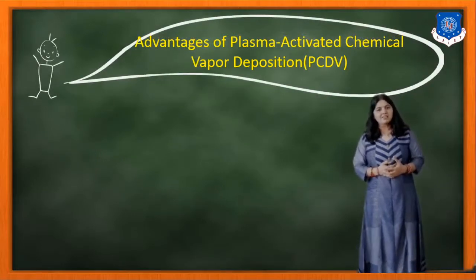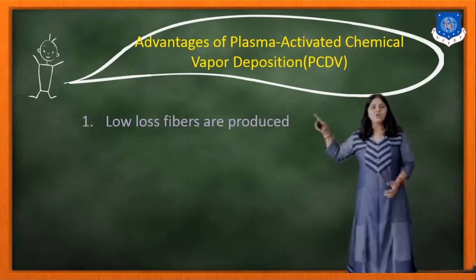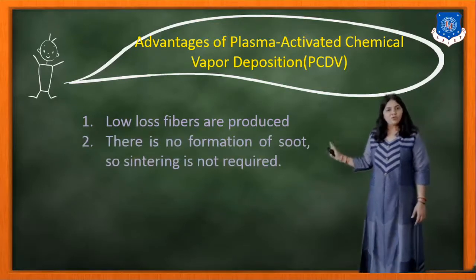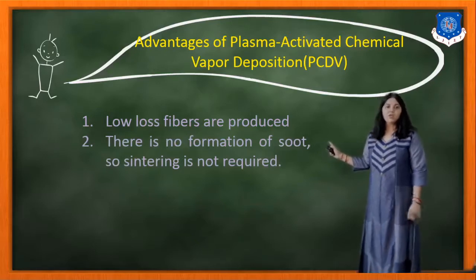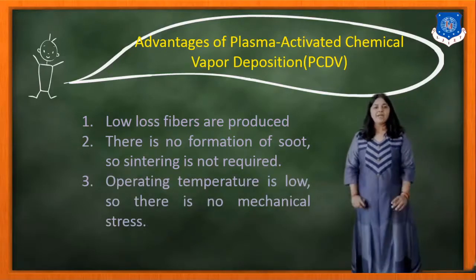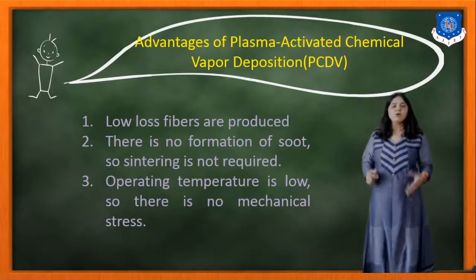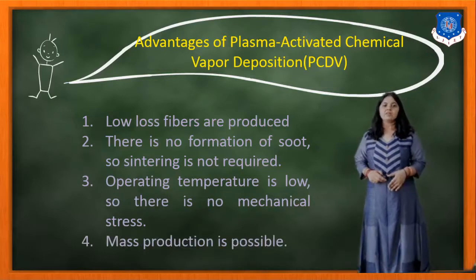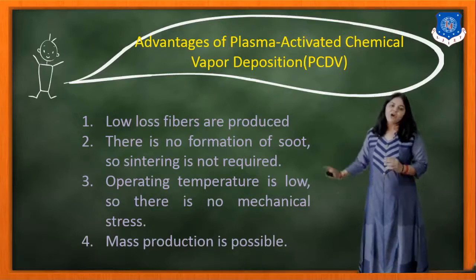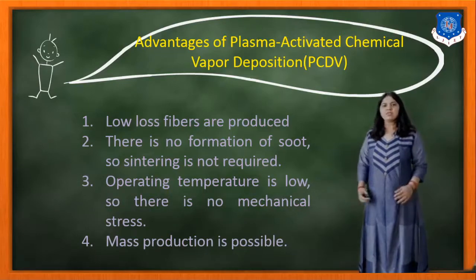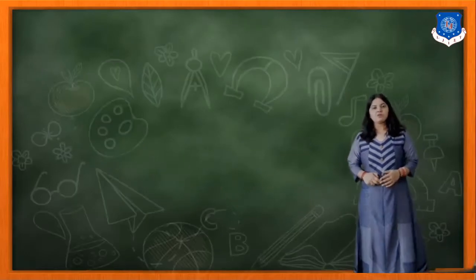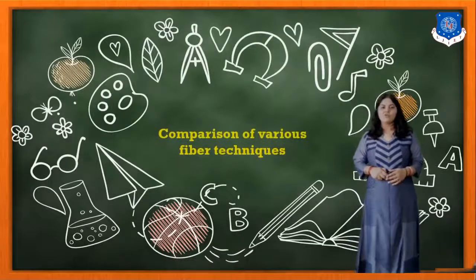The advantages: low loss fibers can be produced. There is no formation of soot, so sintering is not required. The operating temperature is low, so there is no mechanical stress, and mass production of the fiber using this technique is possible. Okay, so these are the advantages of this.